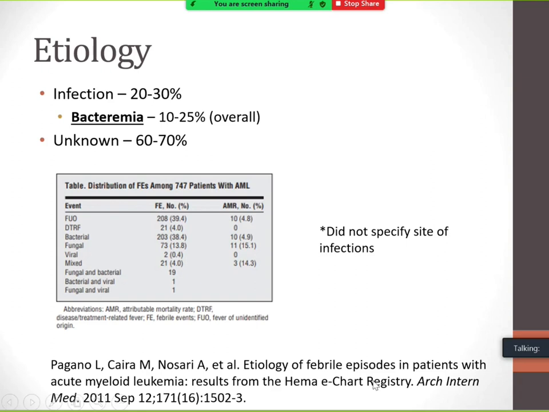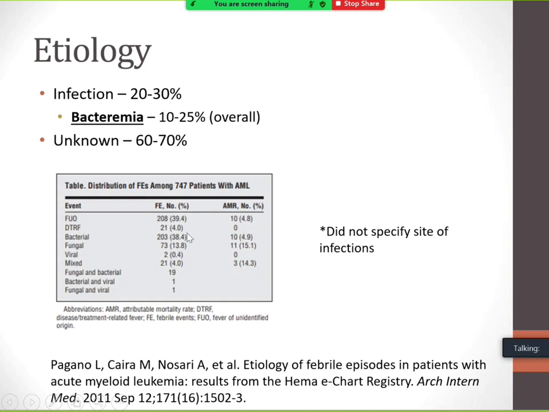This is another good article from 2011 for hematologic malignancy patients. They didn't go through which site of infection all these patients were, but in terms of 747 patients with AML neutropenic fever, so these are your high risk, 80% of them are going to have a fever at some point. The greatest proportion is after their first cycle of chemo, but it can happen at any time. Unknown origin was 39.4%.